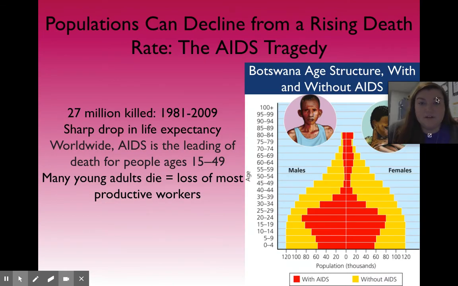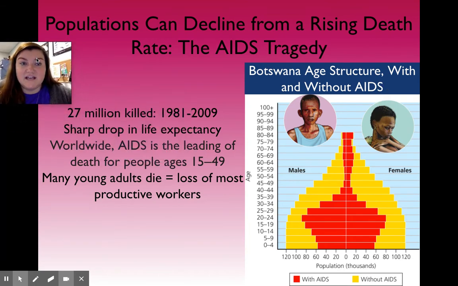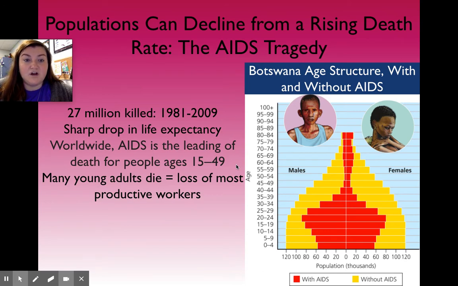So populations can obviously decline if the death rate shoots up, which is what happened with the AIDS epidemic. From 1981 to 2009, 27 million people died. This caused a really sharp drop in the life expectancy worldwide. That's how big of an influence this epidemic had. It is the leading cause of death for people ages 15 to 49.